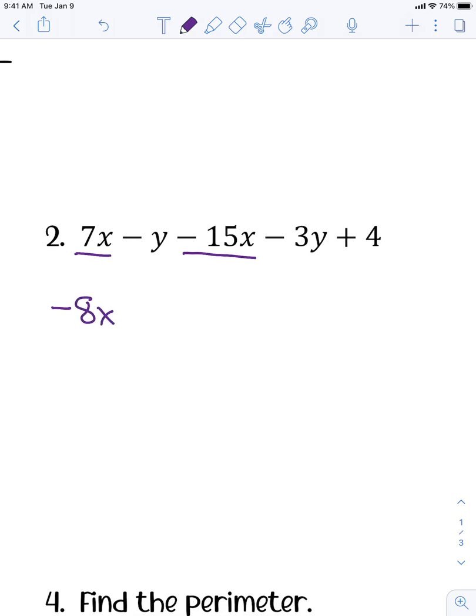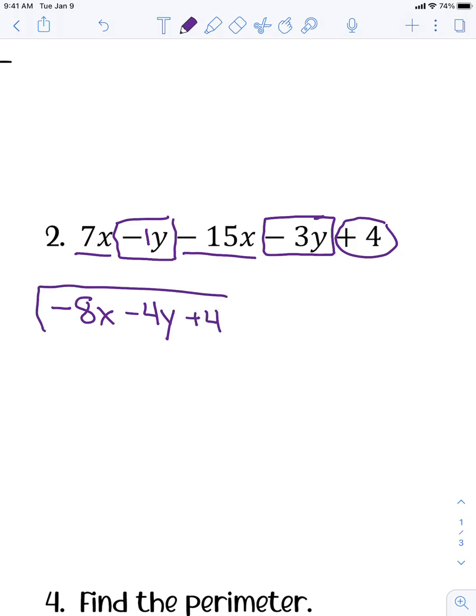Then I move on to my next term, which is a negative y. Negative y and negative 3y are like terms. They both have y's to the first power. So negative 1y minus 3y is a negative 4y. And then I have this constant, and there's nothing to combine with it because there's not another constant, so it just stays positive 4. And that is simplified.